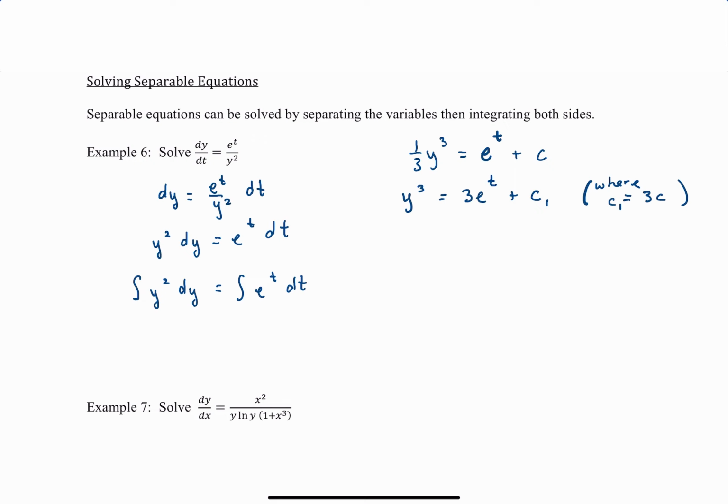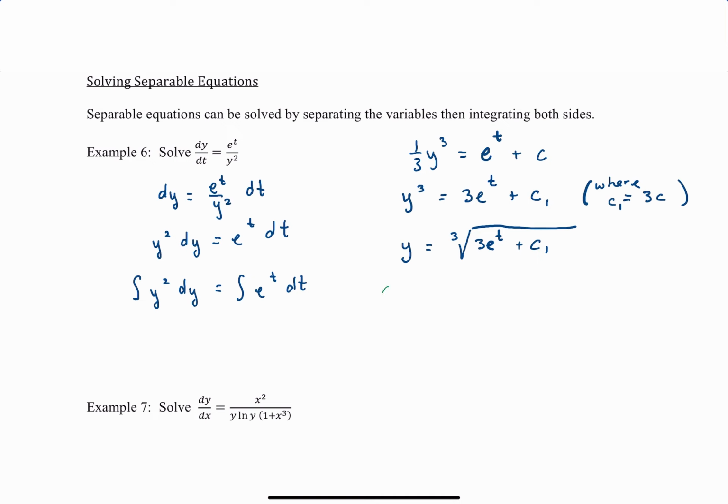Then last, let's take the cube root on both sides. And we get the cube root of 3e to the t plus c1. Now the c, or c1, whatever you want to call it, does have to be inside the cube root. You can't say, oh, well, if c1 is anything, then the cube root of c1 could be anything. I mean, that's true, you can say that.